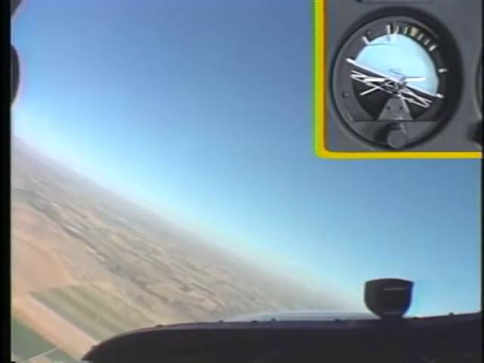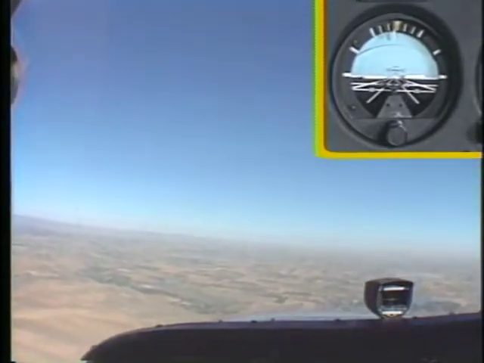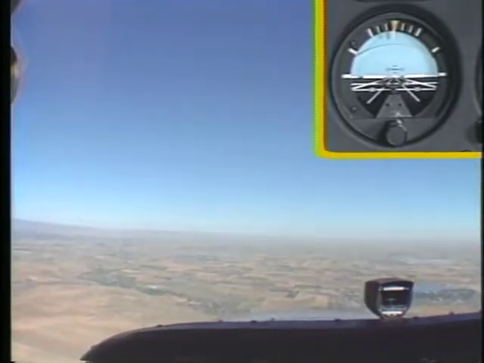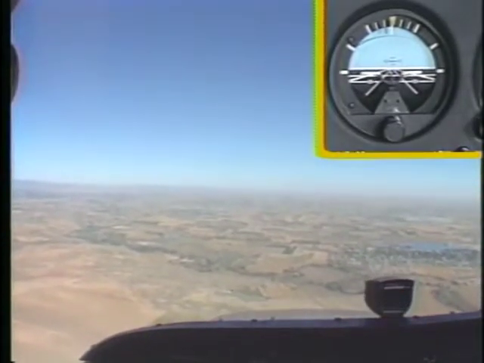As you roll back to wings level, the attitude indicator will give you the same indication as the actual horizon. When you enter a descent from straight and level by lowering the nose, the instrument again displays your position in relation to the actual horizon.